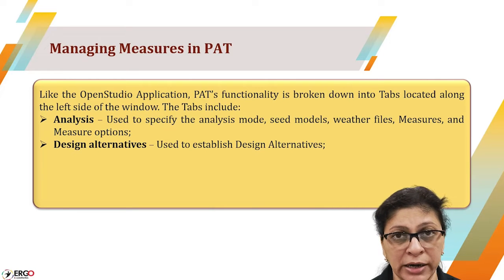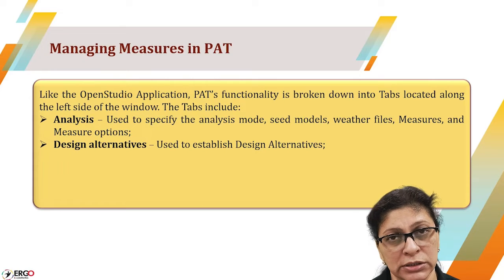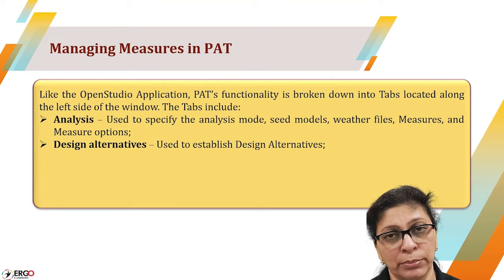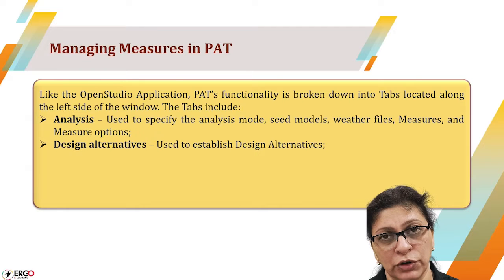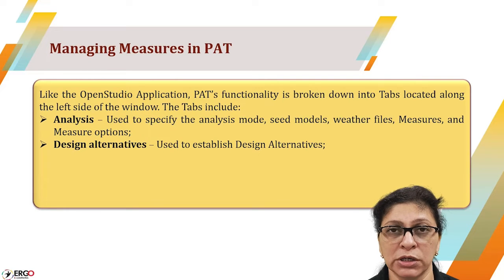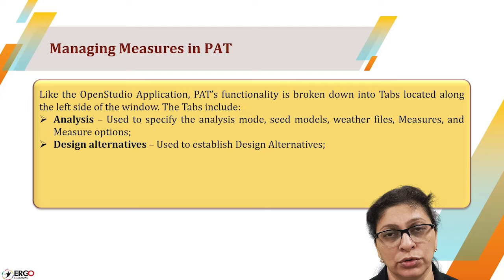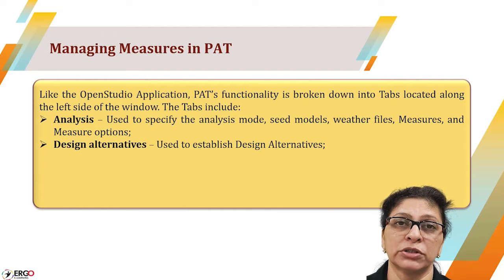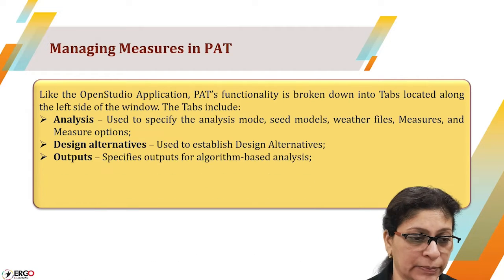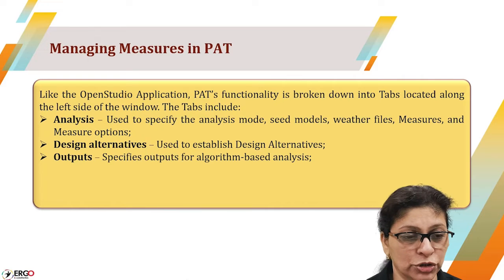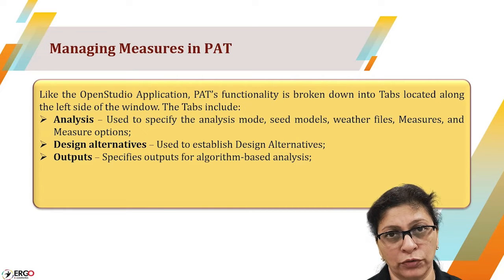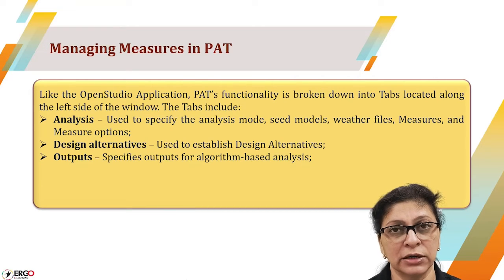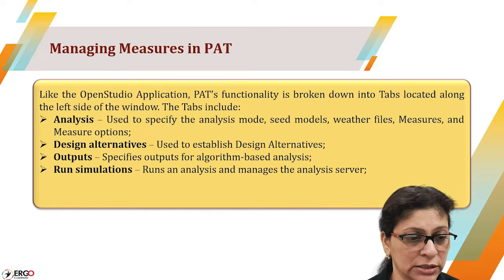Then comes design alternatives, where multiple options can be created. Say, for example, one is looking at a change in window to wall ratio. Then using this, window to wall ratio changes of 30%, 40% or 20% can be designed. Then comes output, which talks about the output of the algorithm-based analysis. Here we are just having manual analysis.